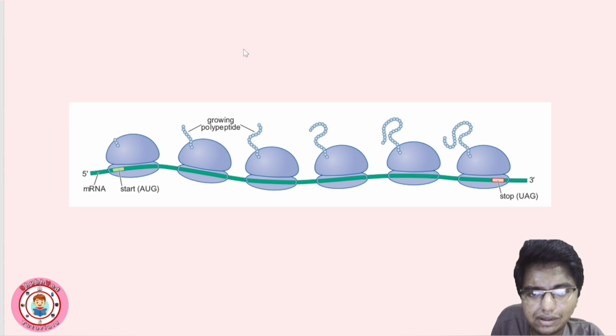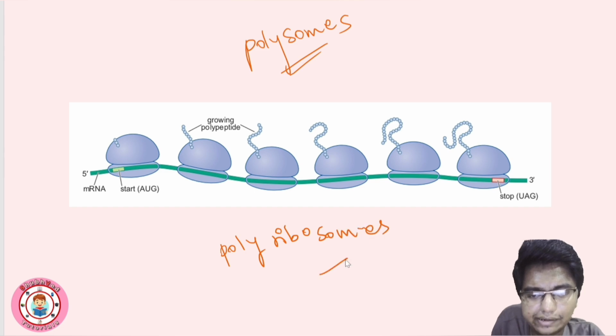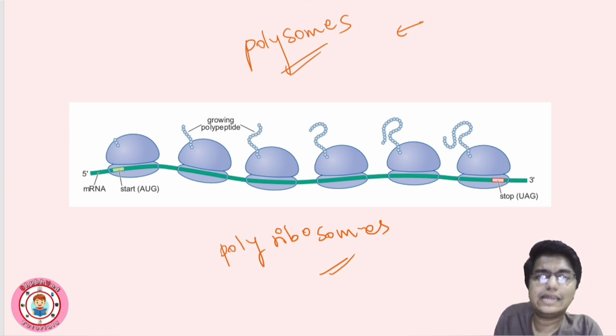Now here is the polyribosome, or we can say polysome. This is also seen in prokaryotes basically. So this is a polysome, or we can say polyribosomes, because we can see many ribosomes attached on the single mRNA. So that's it for this video about RNA types and ribosomes. We will start with translation from the next video, the actual translation process.